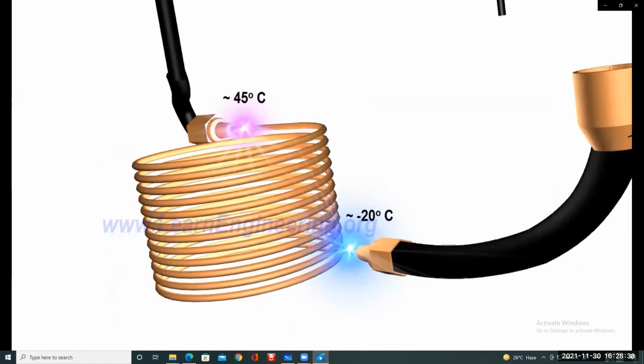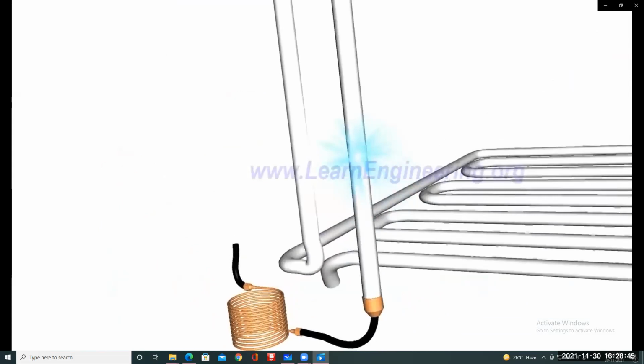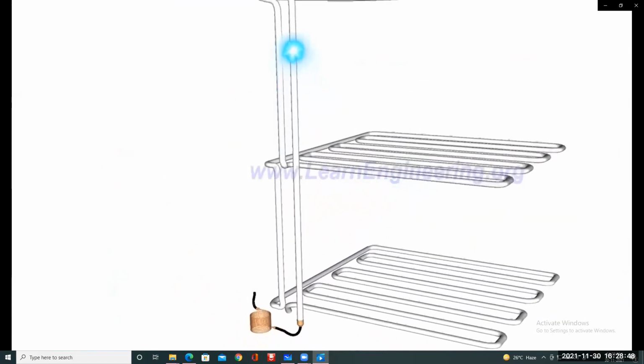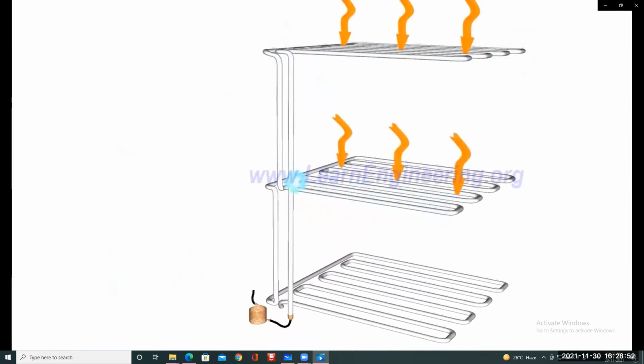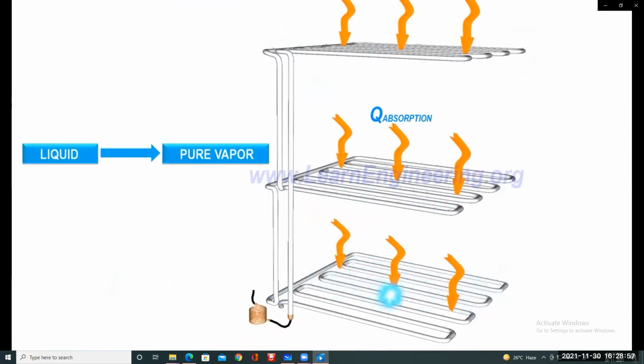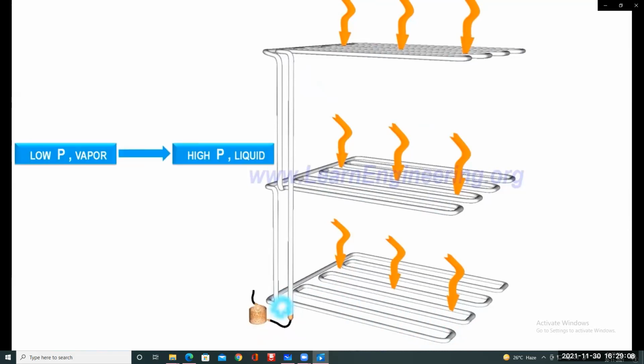Next phase is simple. Just pass this cold liquid over the body where you have to absorb heat. During heat absorption process, refrigerant further evaporates and transforms into pure vapor. So we have produced the required refrigeration effect. If we can take this low-pressure vapor refrigerant to state before throttling process, that is high-pressure liquid state, we will be able to repeat this process.